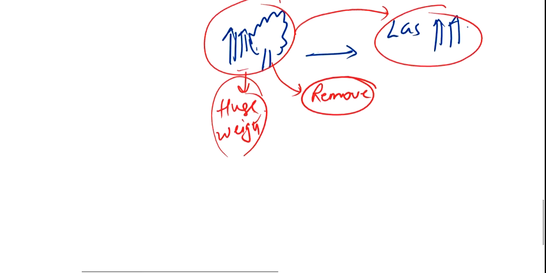Also there is one more factor we need to understand: there are variables x1, x2 and x3. Now suppose x1 and x2 have a very high correlation.